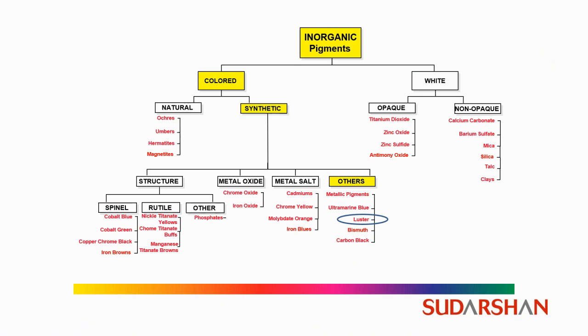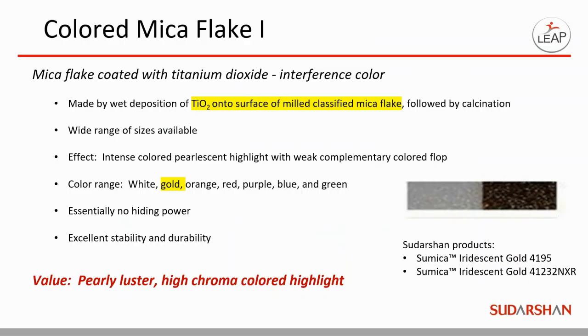Staying with the inorganic side is our other inorganic, which is our mica effect pigments. So the classification doesn't do it any justice by it being in the others category, but the luster is the mica effect pigments. A couple of ways to get there.